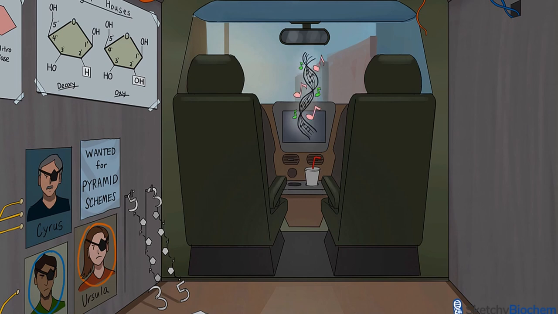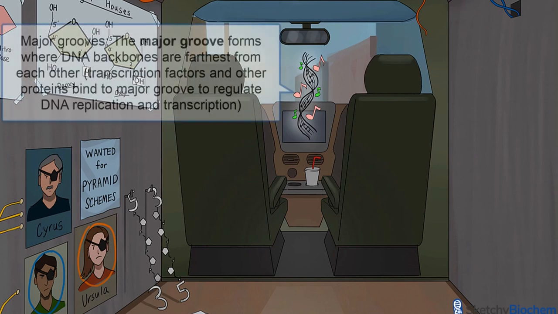Check out the music coming out of that radio. Let's listen. Yeah, that's literally what the major groove sounds like. The big musical notes represent the major groove, which form when the DNA backbones are farthest from each other. Transcription factors and other proteins bind to the major groove to regulate transcription and DNA replication.